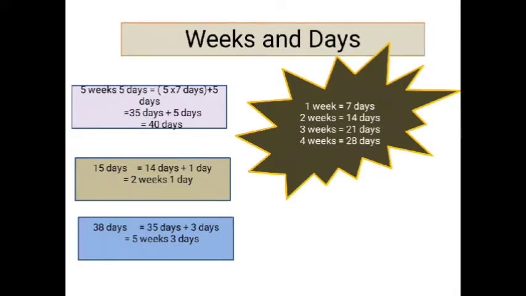Alright, we go to the next subtopic. It's about years and months. How many months in a year? In a year, we have 12 months. In 2 years, we multiply by 12. 12 times 2 is 24. So there are 24 months in 2 years. How about in 3 years? Yes, correct. In 3 years, we have 36 months.